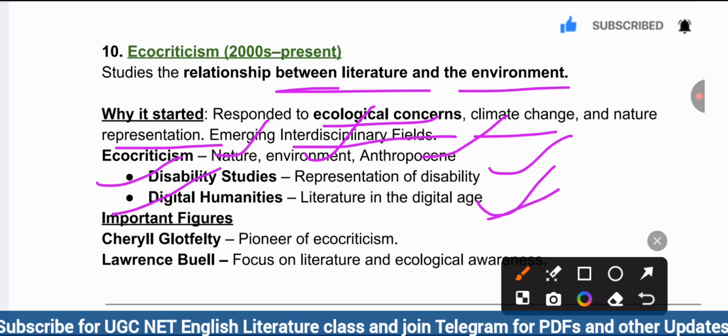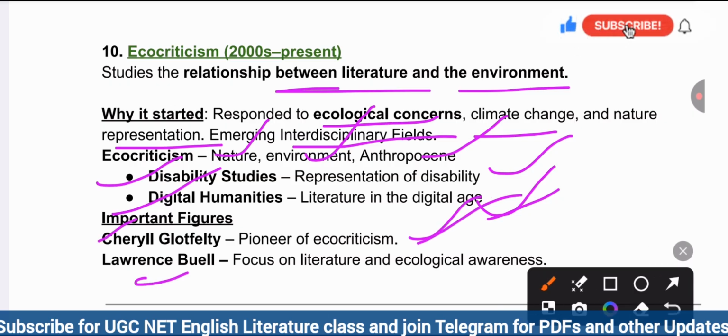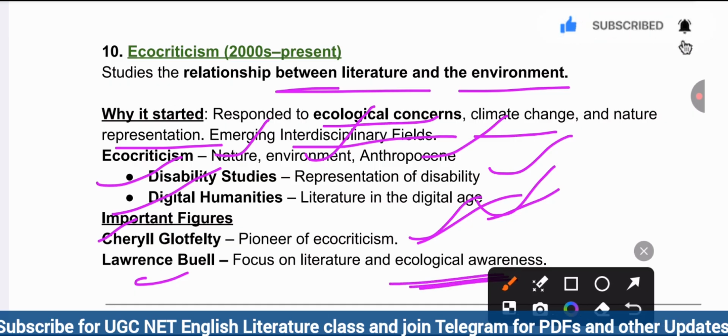Important figures of eco-criticism: Cheryll Glotfelty, who was a pioneer of eco-criticism, and Lawrence Buell, who focuses on literature and ecological awareness. So ecological concepts are now appearing frequently in the exam, so you cannot miss this point, okay?